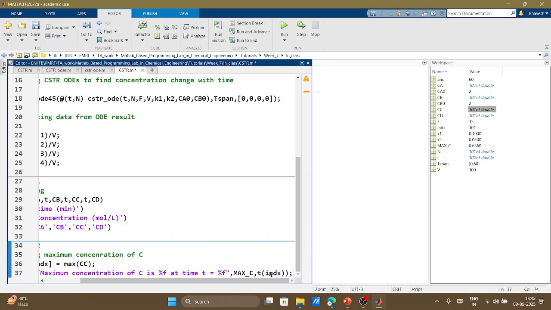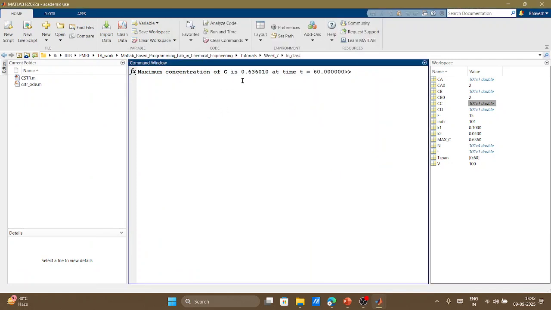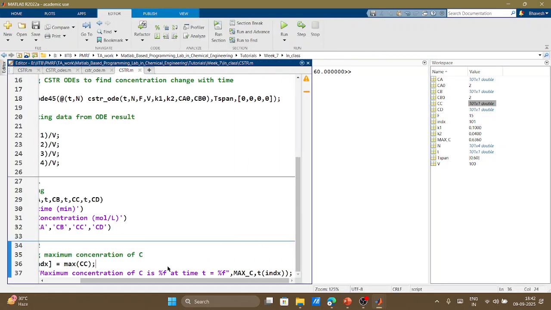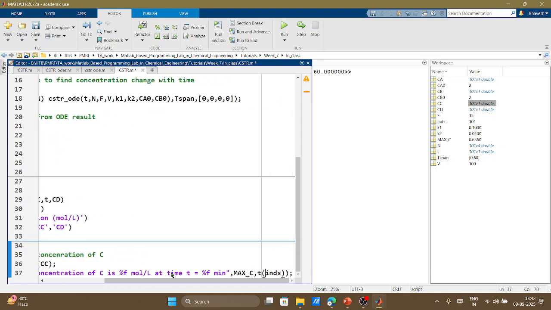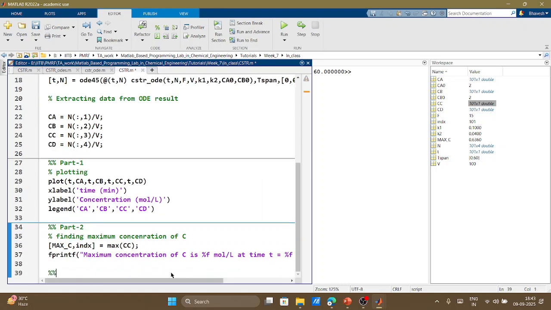Okay. So this is the second part, and when you run it, you will get the answer in this sense, that maximum concentration of C is 0.6360. I have to put a unit, mole per liter, at time t equal to this much minute. So C is this much mole per liter at time t equal to this much minute. At the end you can put \n to start a new line. Okay. So that's the second part.